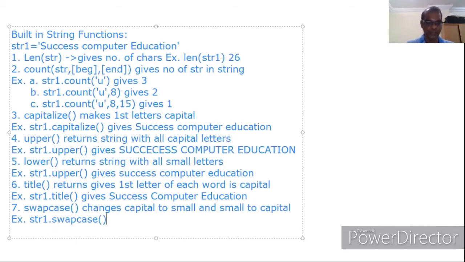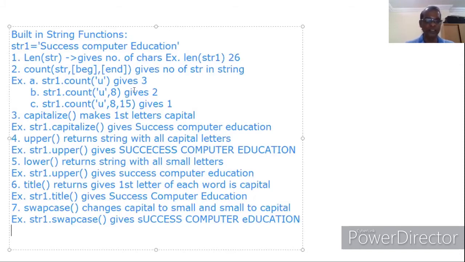Swapcase gives S as small letter, everything else will be capital letter. Computer: E will be small letter, and then everything will be capital letter. It will be like this. Swap means just swapping the cases. Capital letter will become small letter, small becomes capital letter.